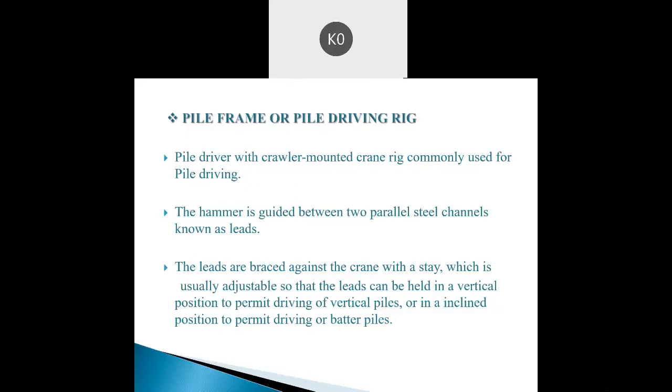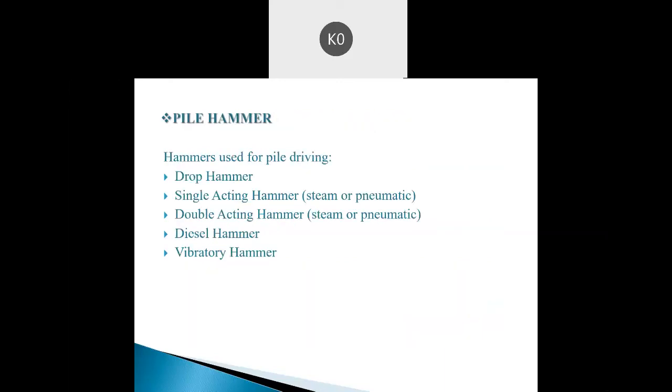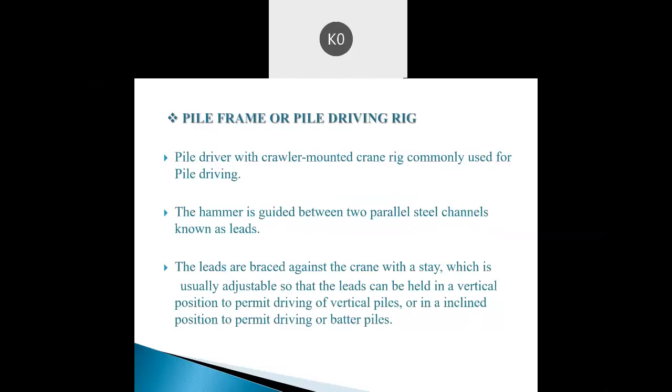Pile frame or pile driving rig. A pile driver with a crawler mounted crane rig is commonly used for pile driving. The hammer is guided between two parallel steel channels known as leads. The leads are braced against the crane with a stay, which is usually adjustable so that the leads can be held in a vertical position to permit driving of vertical piles, or in an inclined position to permit driving of batter piles. Thank you, ma'am. The next part will be presented by my friend.